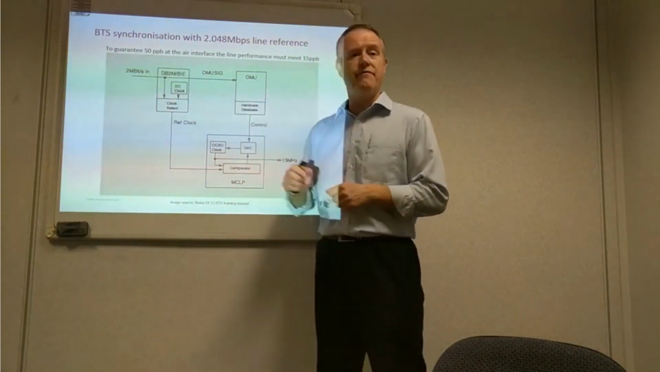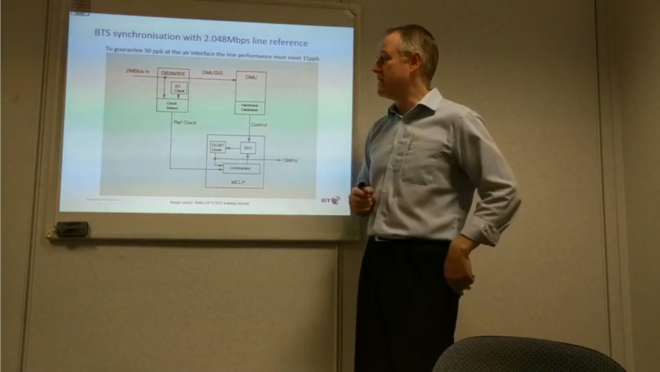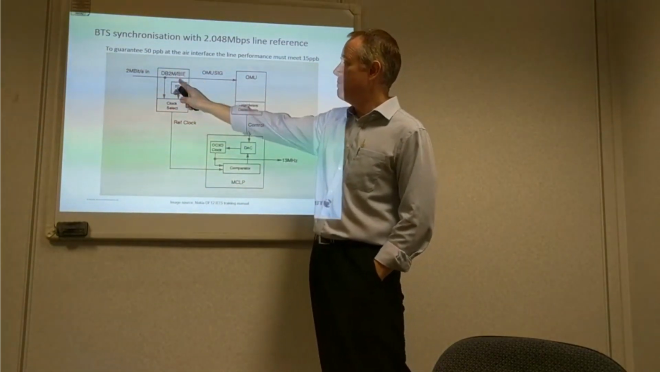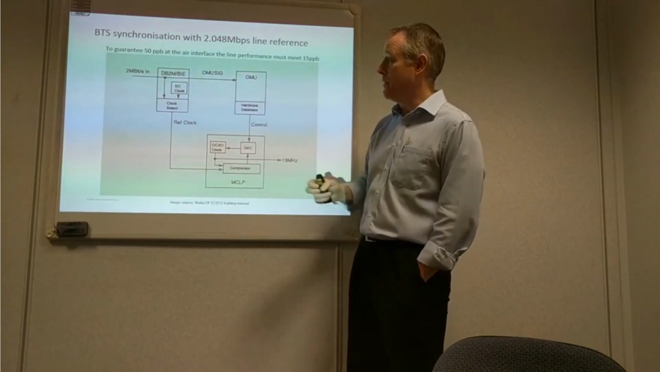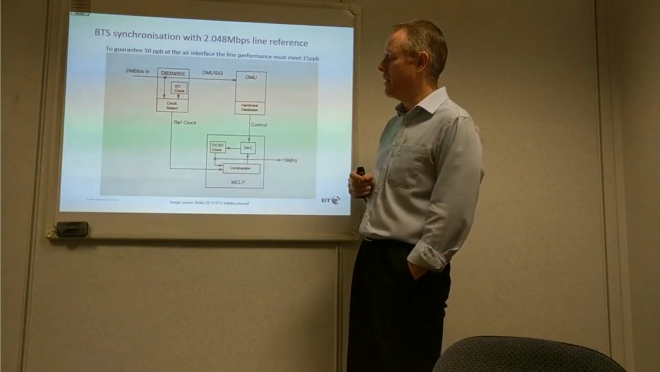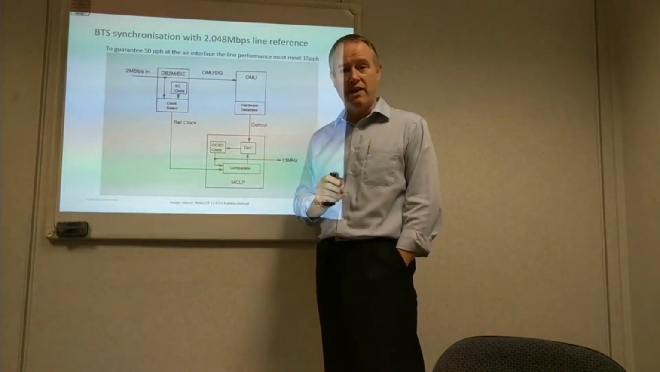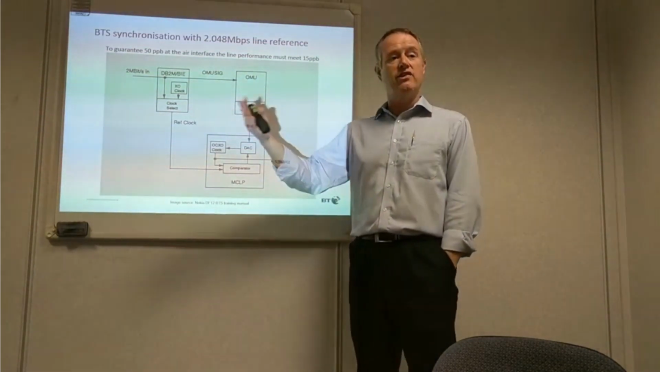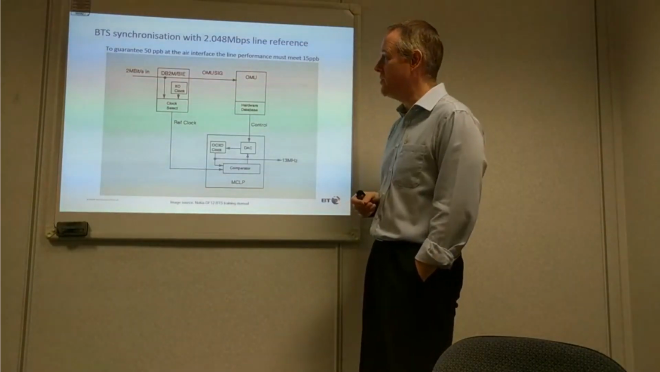So the 2 megabit reference comes in carrying the Abis interface into the BIE, the base station interface equipment, and in particular into the DB2M card, digital branching 2 megabit card, on the DF12 base station. Obviously as base station generations evolve, that card type has changed.